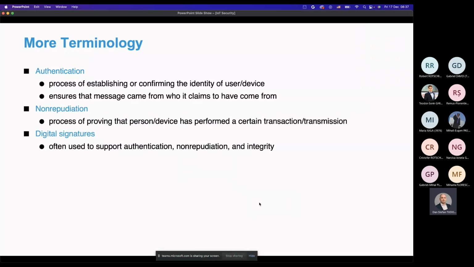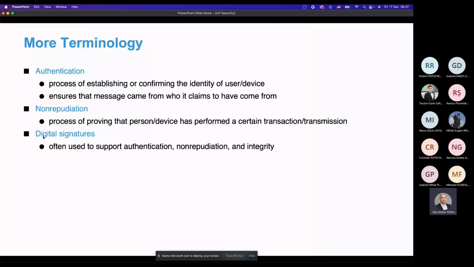So there's also a non-repudiation factor here. This usually refers to the process of proving that a person or device has performed a transaction or a given transmission. And often you employ digital signatures in order to do this.